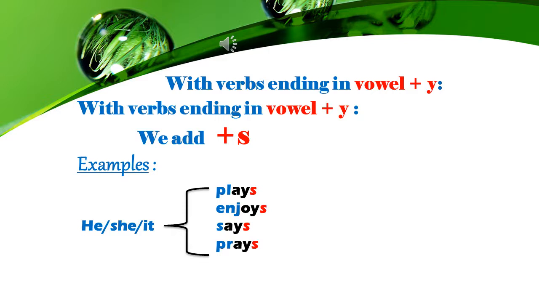So with verbs ending in vowel y إلا كان عندنا شي فعل كينتهي بواي وقبل منها كاين فاول we simply add s. كنزيدو s بحال القاعدة العامة ما كاين حتى شي تغيير. For example he plays, she plays, it plays, he, she, it enjoys, he, she, it says, he, she, it prays. For example نشرح لكم هاد الأفعال plays ألعبوا or لعبة enjoys يستمتع or استمتع says قال ونطق prays صلى.